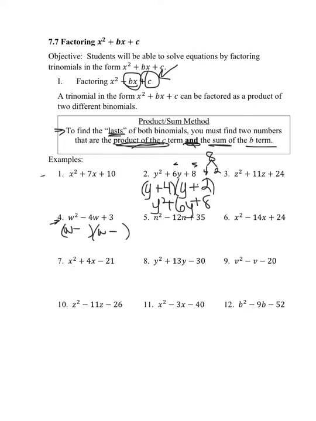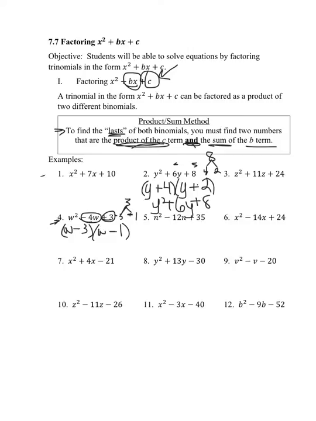So I need to think about the number 3, and I need to think about two negative numbers that multiply together to get 3, but add to get negative 4. And that's going to be negative 3 and negative 1. When I multiply negative 3 times negative 1, I get positive 3, so that gives me this term. When I add them, I get negative 4, so that gives me this term. So negative 3, negative 1.